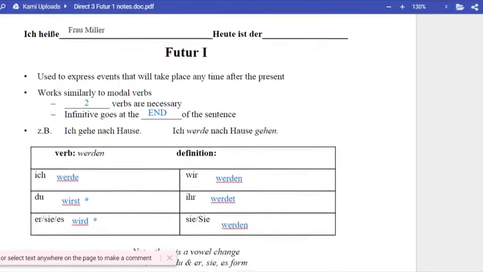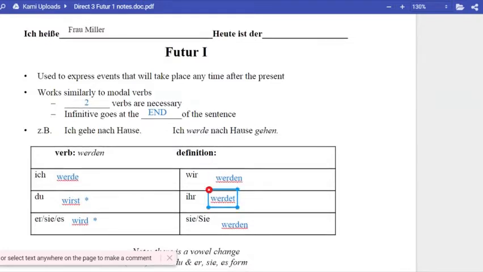So here we go. The future, the Futur eins or future one, is used to express events that will take place anytime after the present, which would be the future. It works similarly to modal verbs, which is something we're also studying in chapter 6 of this book. Just like modal verbs, we use two verbs in each sentence. Okay, two verbs are necessary to form the future one.